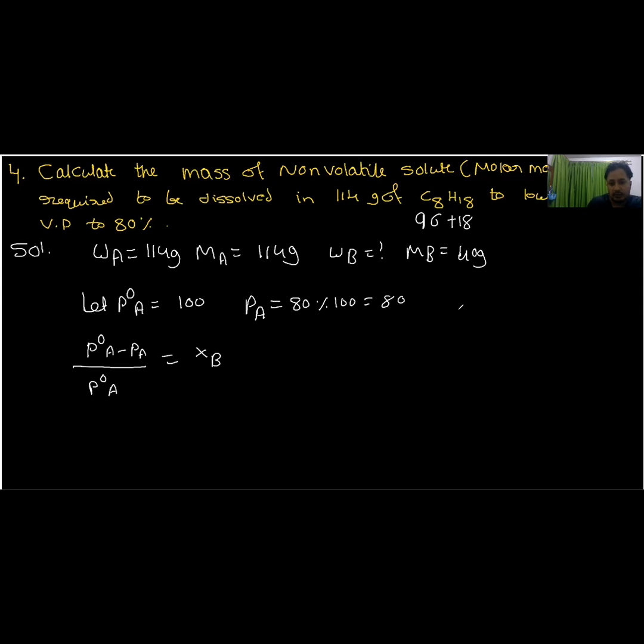Now we also know that XB is equivalent to NB upon NA plus NB. So we will be using this value also. First we calculate the ratio. Now P naught A is 100, we have considered, and it was found to be 80, so the difference is 20 over 100. So XB, when you solve, will be 20 by 100, or 1 by 5. Now we'll be using this value.